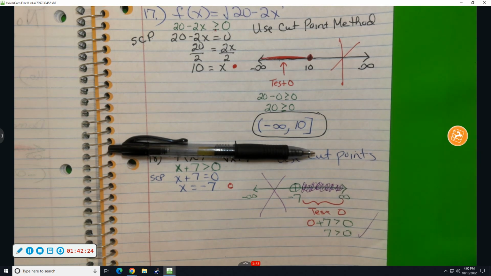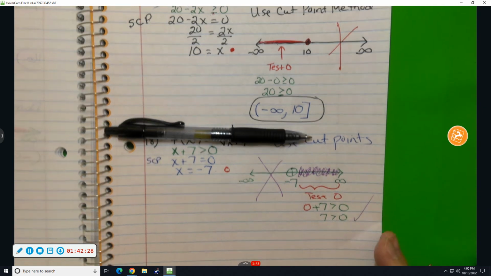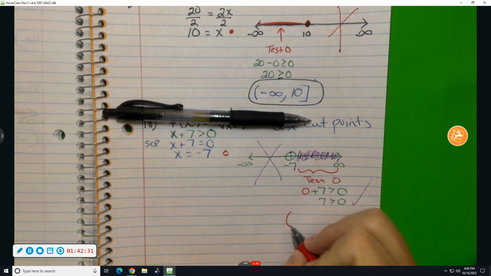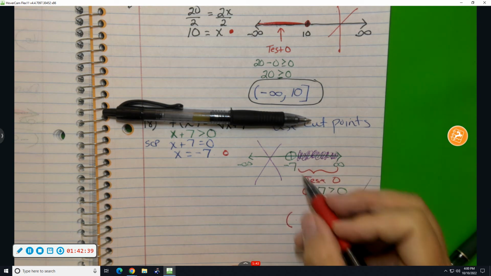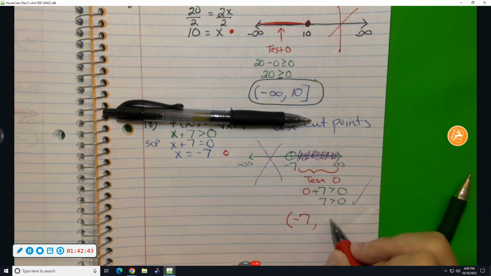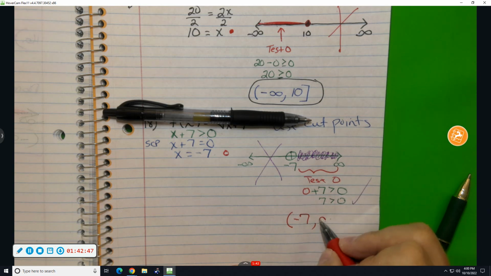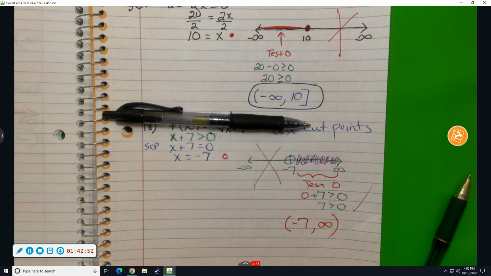So how do we express this interval? Call it out as if you're typing it in. Parentheses or bracket? Parentheses. Left-hand endpoint: negative 7. Comma. Right hand: infinity. And what goes after the infinity? Okay.